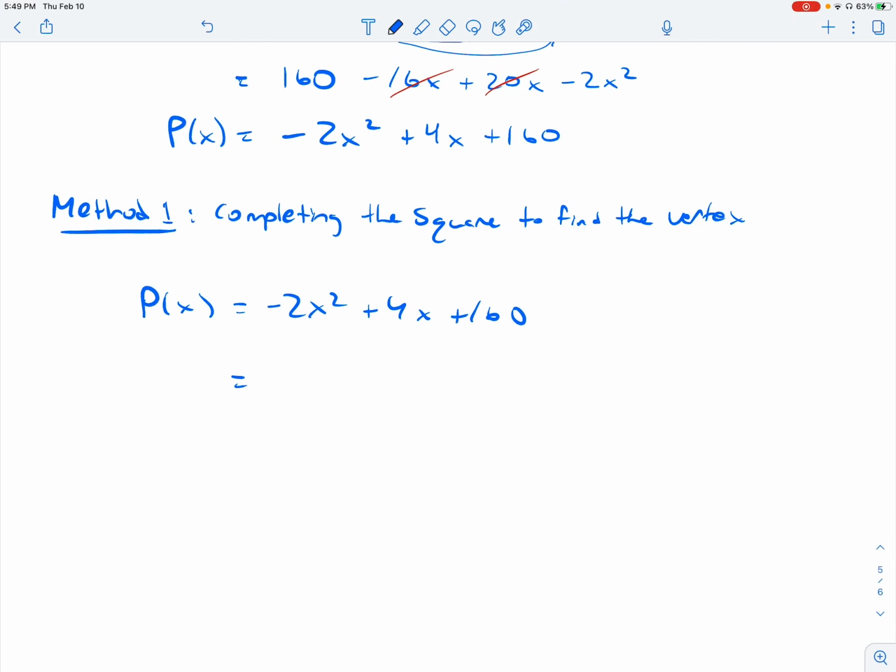First thing we need to do is remove the coefficient from the first 2 terms. So that means we're dividing negative 2 out from both terms. So 4x divided by negative 2 will be minus 2x. Close the bracket, plus 160. Okay, in this line, I'm going to add and subtract my b over 2 squared. Here's the b value.